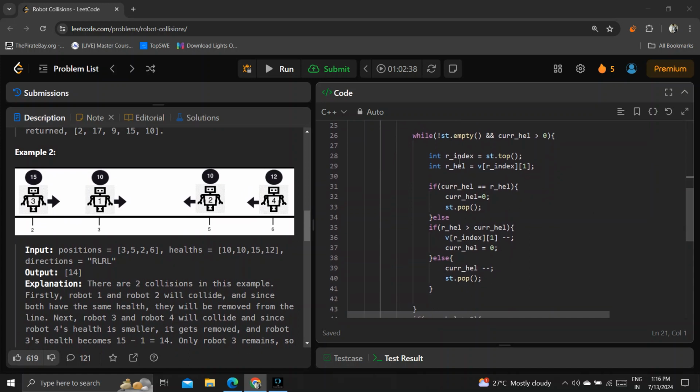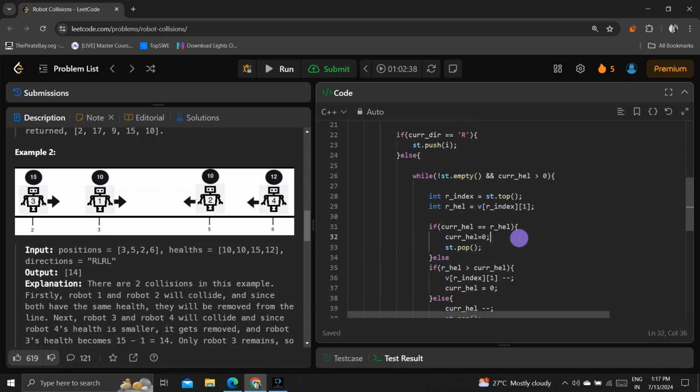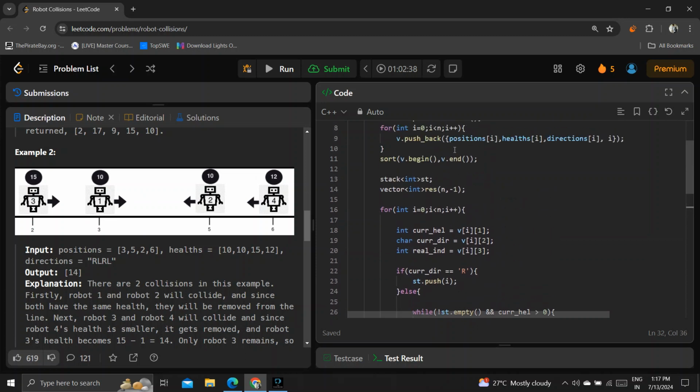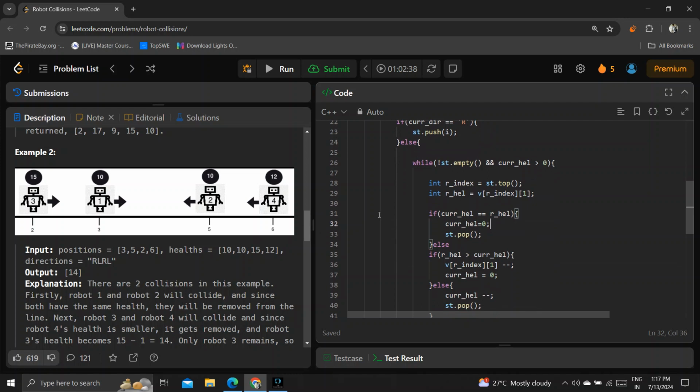Okay. Now here basically we have to access the values of this particular row. So our index contains 1, and stack.top contains the 1 index, and I will access the health of the right moving robot, which is at the first index. So v of 1 of 1 contains the health. So basically, our health contains the health of this robot. Now I will compare if both the robots' health are the same, like if this is 10, this is 10, then what will happen?